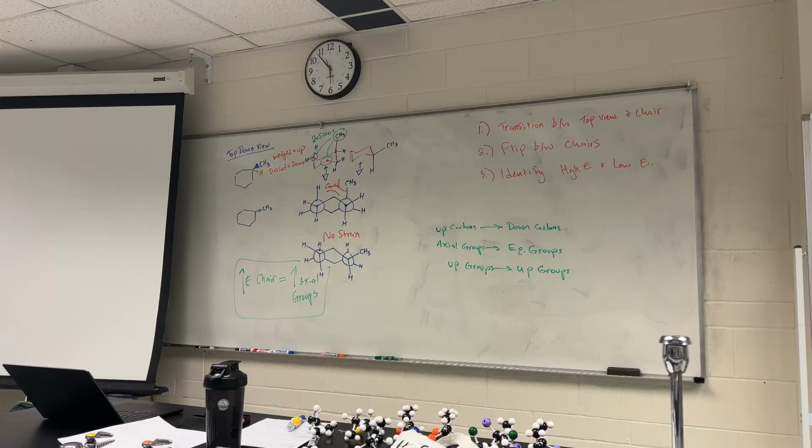Here, I think the problem is you had up carbon to up carbon, down carbon to down carbon. So you didn't actually flip anything. In fact, the only thing you did was move the chlorine to a different position, but then you drew the groups on that position wrong. This is a down carbon, so it has a down axial group and an up equatorial, but you drew it as if it had up axial and down equatorial.